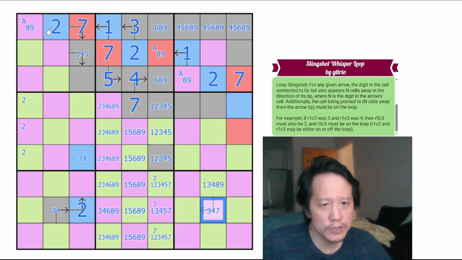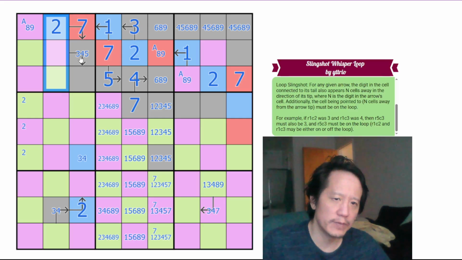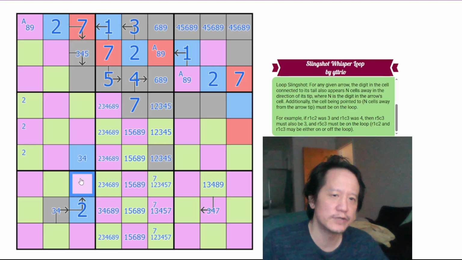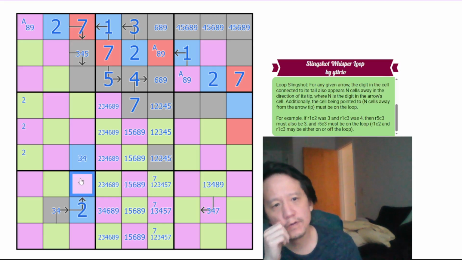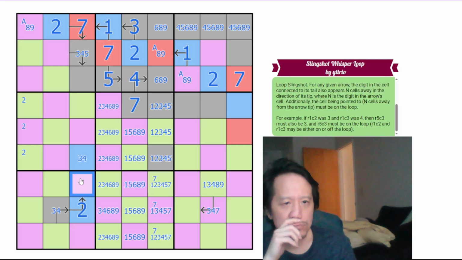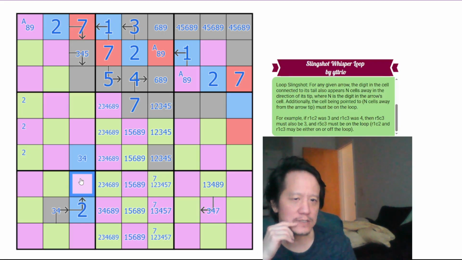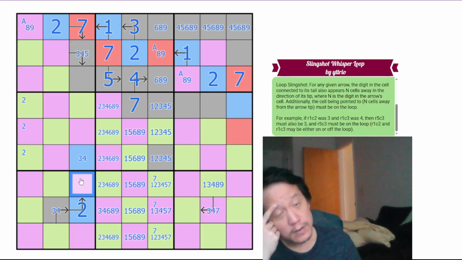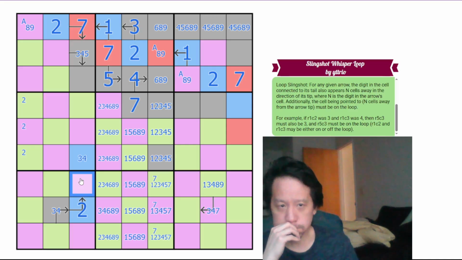We do know, if it goes this way, that means this has to point to a high digit. So it'd be either 3 or 5. That seems okay. Doesn't seem like it's bad, per se.